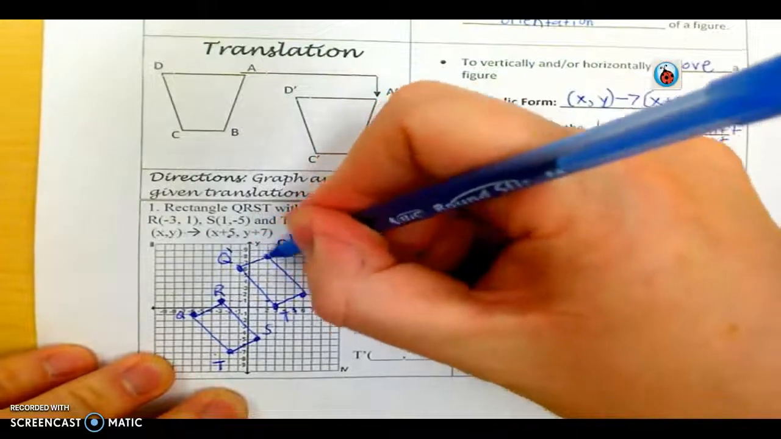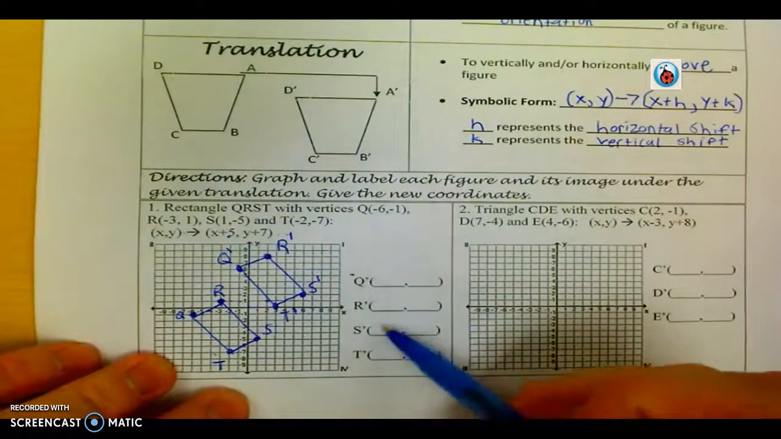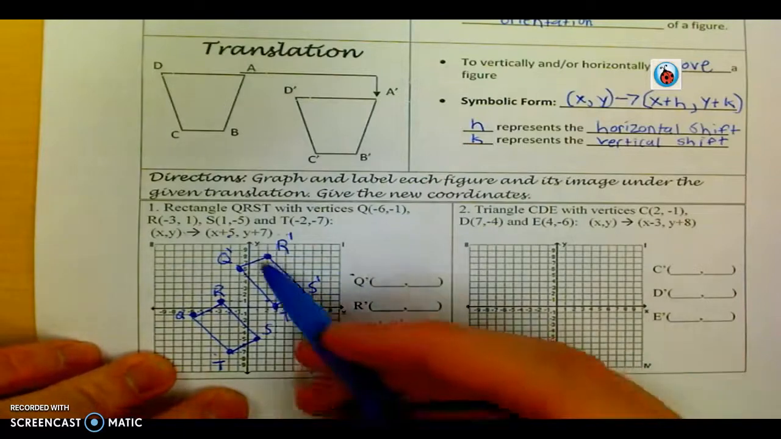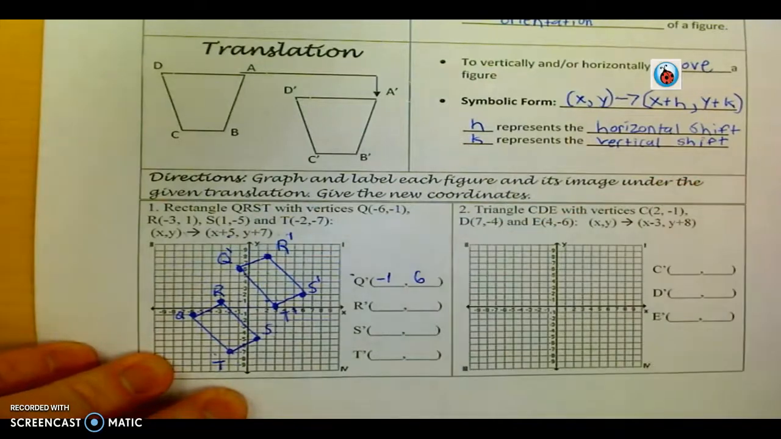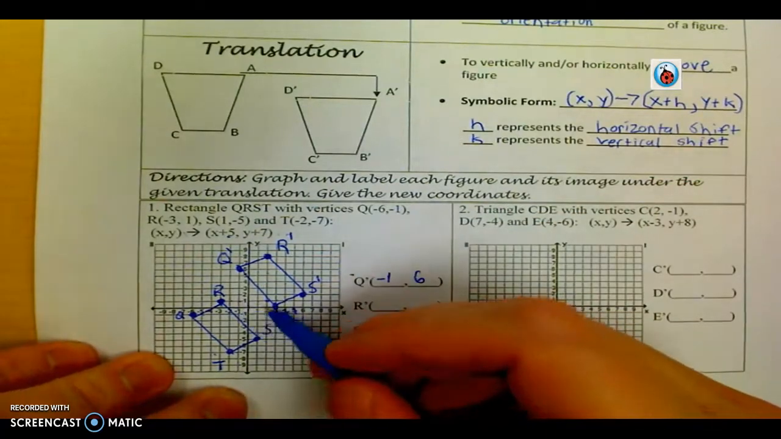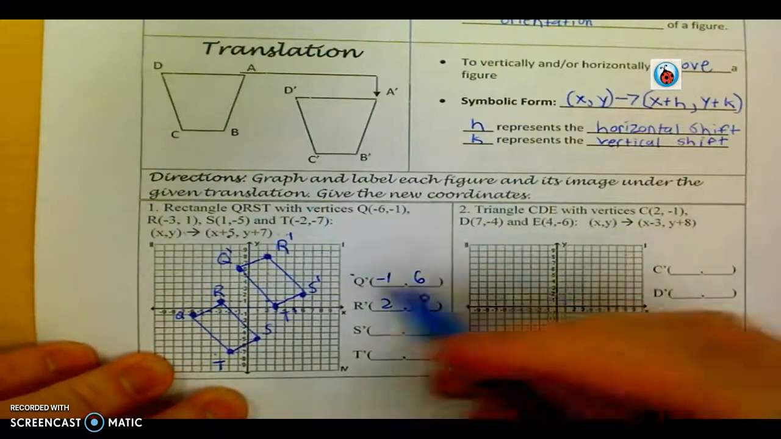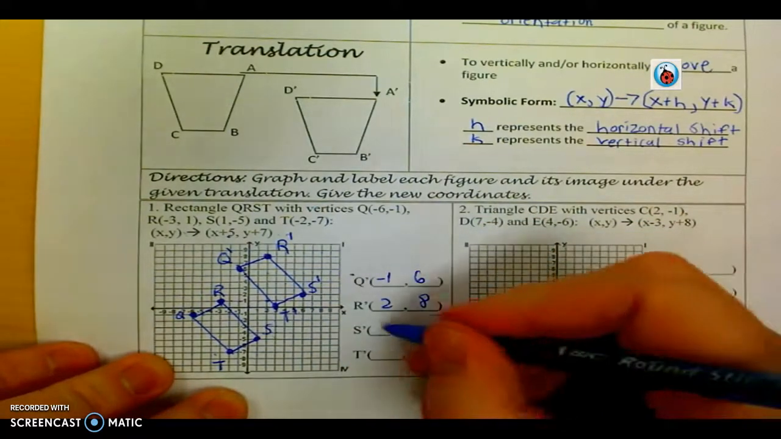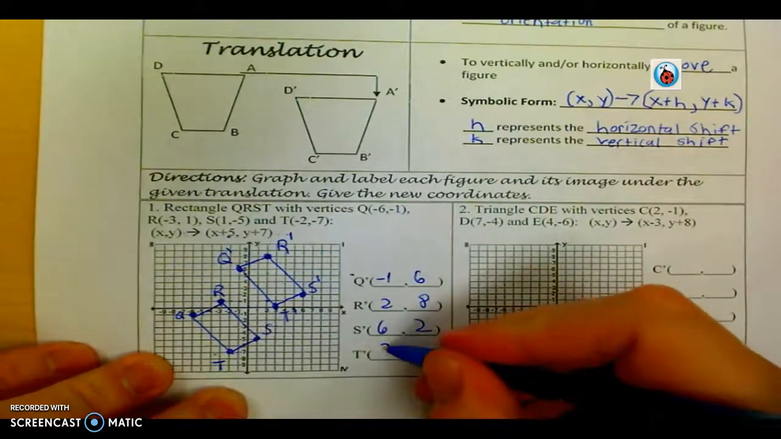And then our last step is just to identify what our new ordered pairs are. So Q prime is now at -1, 6. R prime is now at 2, 8. S prime is at 6, 2. And T prime is at 3, 0.